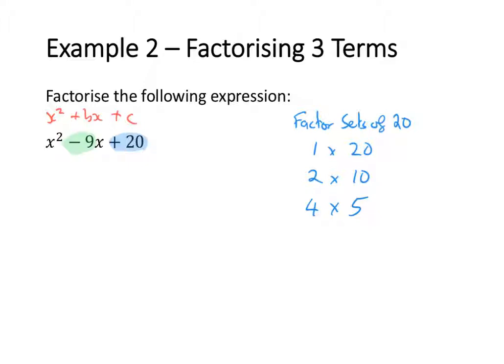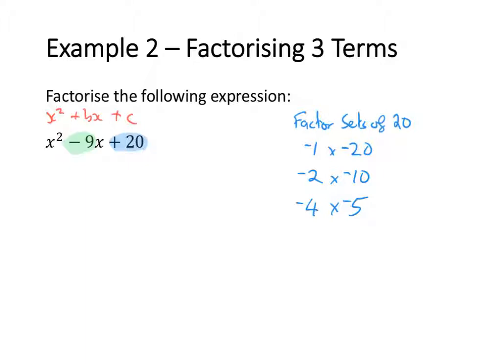Because I'm looking for numbers that add up to negative 9, and at the moment all of my factor sets are positive numbers, I need to change them to negative numbers. So it'd be negative 1 times negative 20, negative 2 times negative 10, negative 4 times negative 5. If I multiply each of those factor sets together, I still end up with a positive 20, because two negative numbers multiply to give a positive number. For example, negative 1 times negative 20 still multiplies to give me 20.